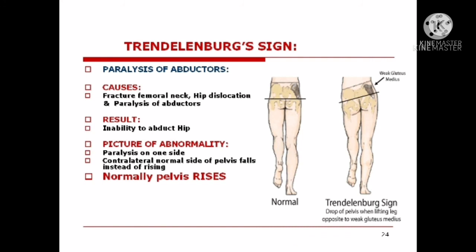Normally, both of the glutei muscles maintain the normal position, and they do not allow the pelvis to drop. But if one of the gluteus medius muscles, right or left, is paralyzed, the contralateral side is dropped, and the patient will adopt a limping gait.